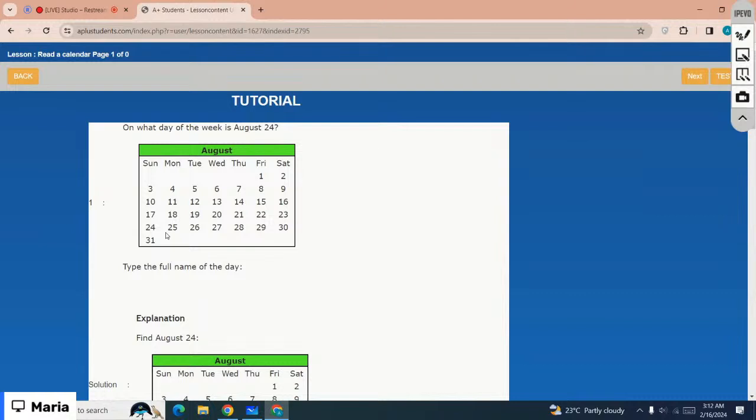So if you have to see what day is on August 24, just find 24 on the calendar, here it is, and just look above it, that is Sunday. That means August 24 is a Sunday. Got it? Let's just start with the test questions.